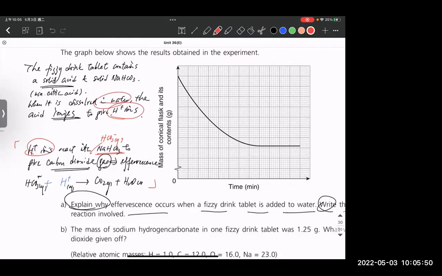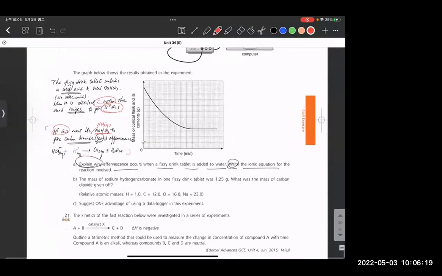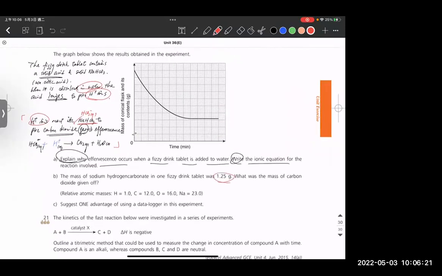The mass of the sodium hydrogen carbonate in one fizzy tablet was 1.25 grams. What is the mass of carbon dioxide given off? What is the mass that can be given off? So it comes from one assumption. The assumption is that all hydrogen carbonate would be reacted. Otherwise, we cannot do such calculations. So this is the assumption of this calculation.